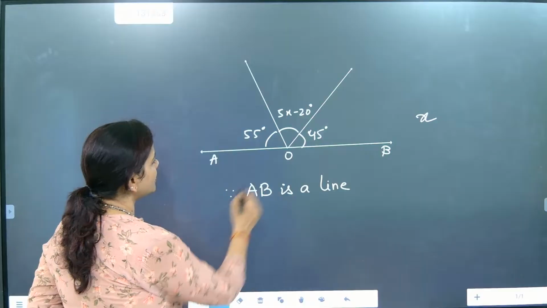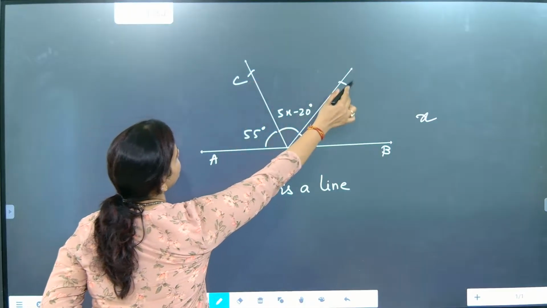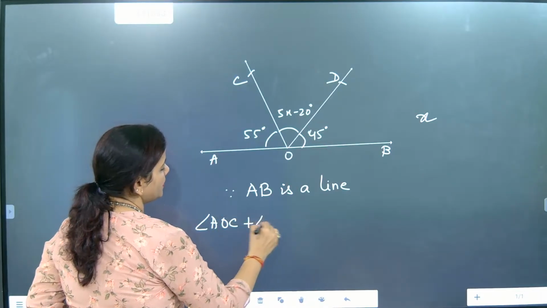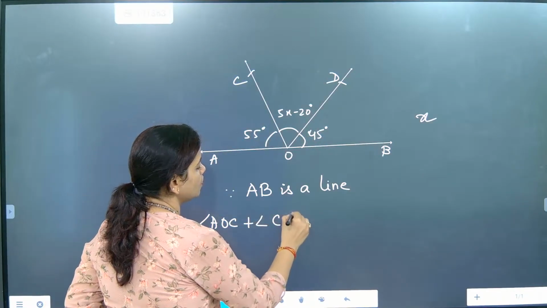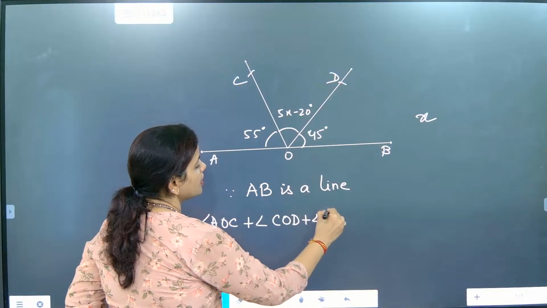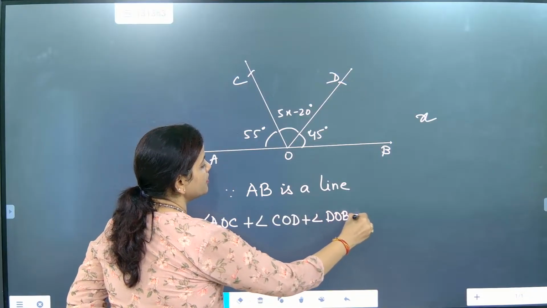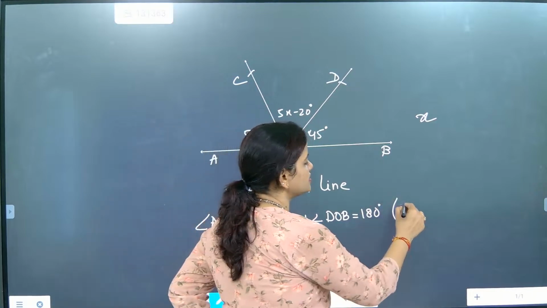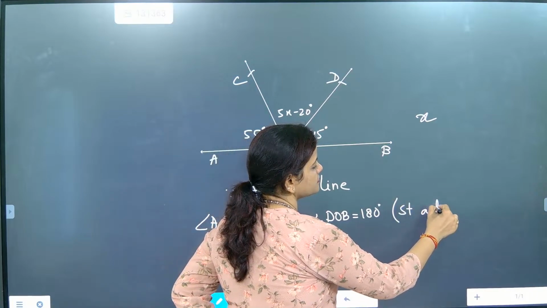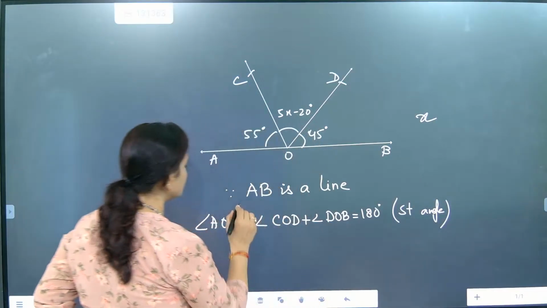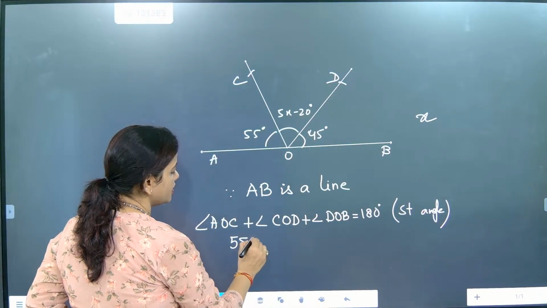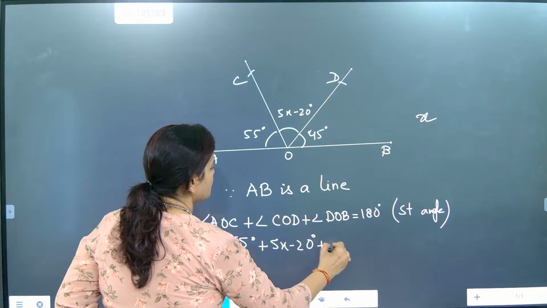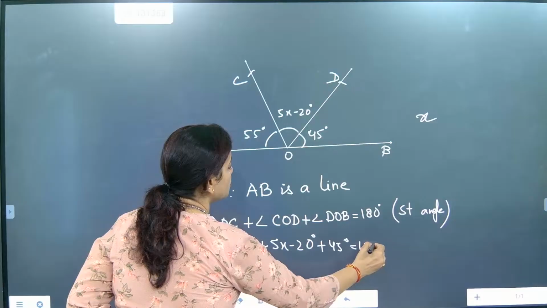Now look at it. So here we will take the angles as C and D. So angle AOC plus angle COD plus angle DOB will be equal to 180. Understood? Don't write linear pair. Straight angle is there. So here it is 55 degree plus 5x minus 20 plus 45 degree is equal to 180 degree.